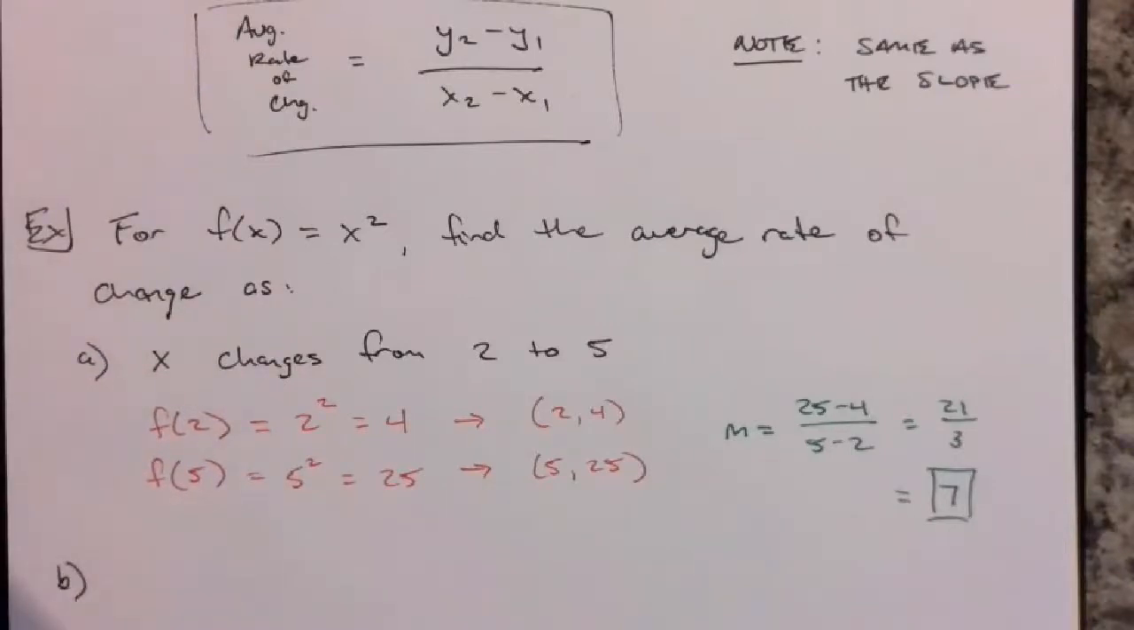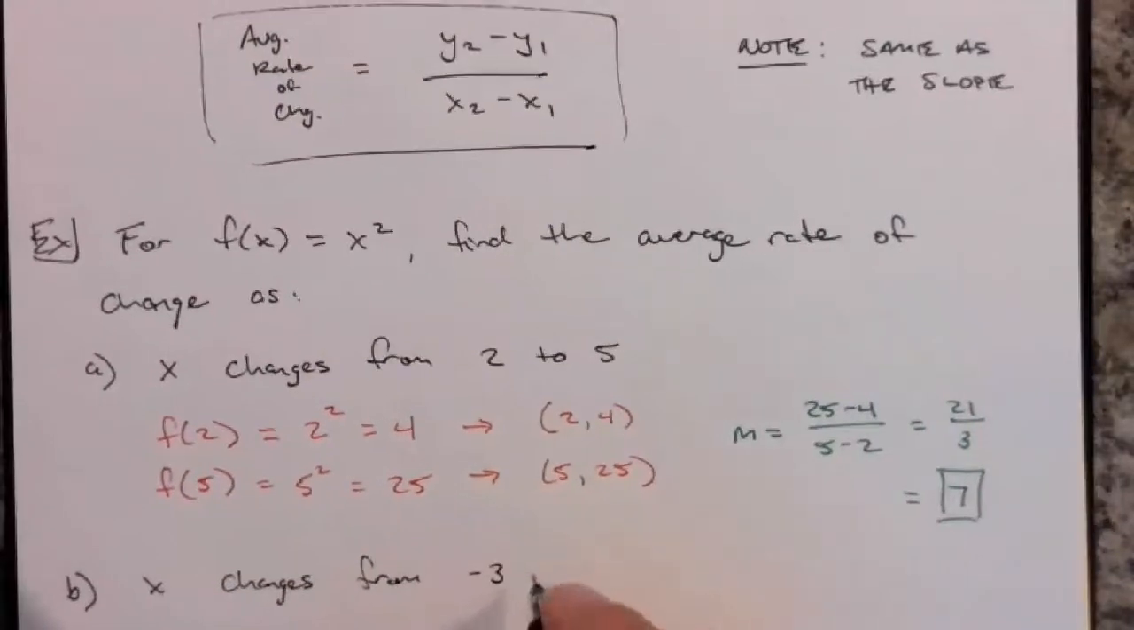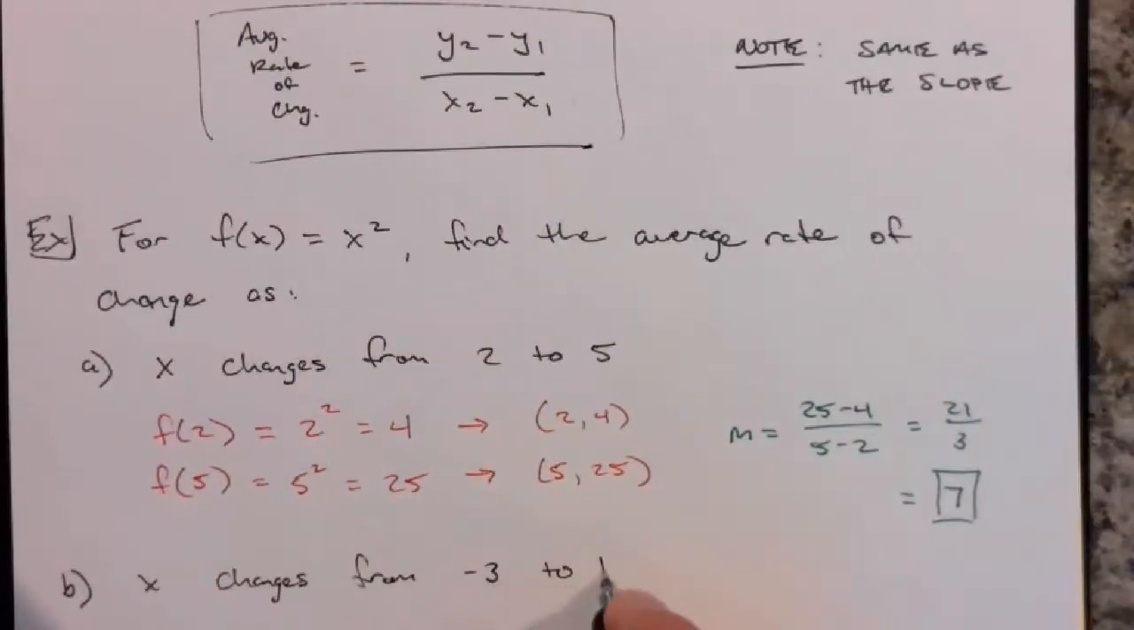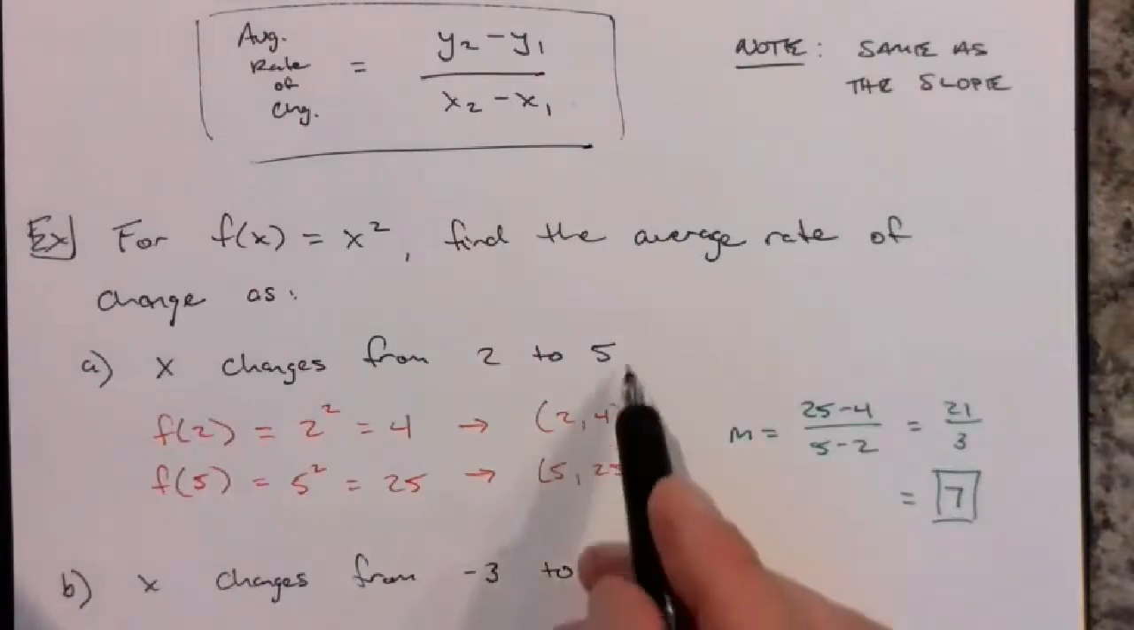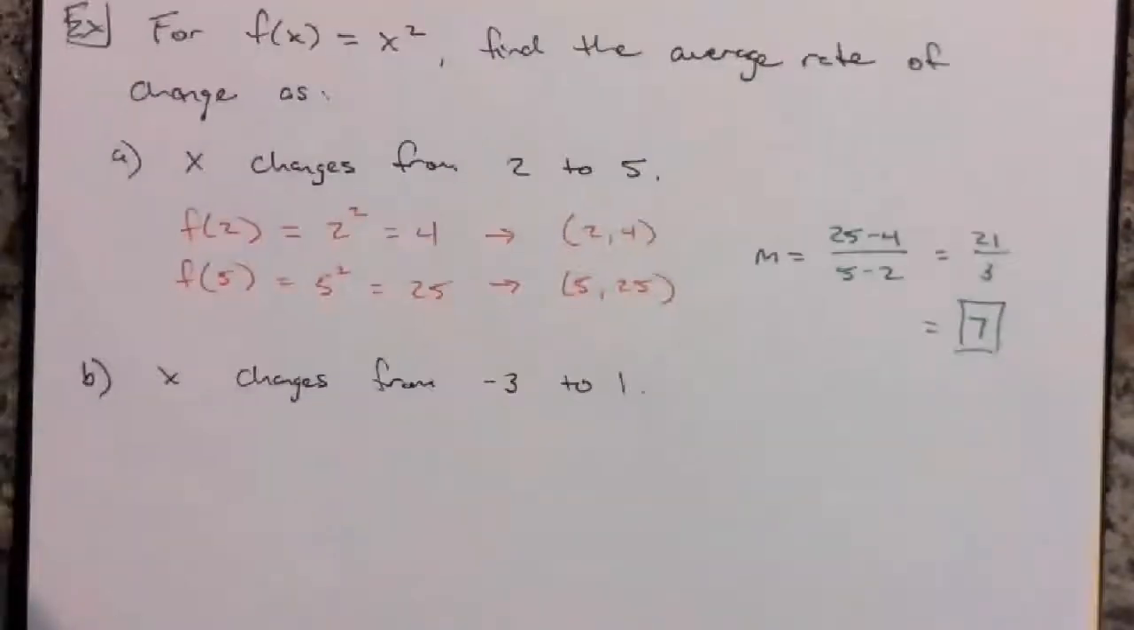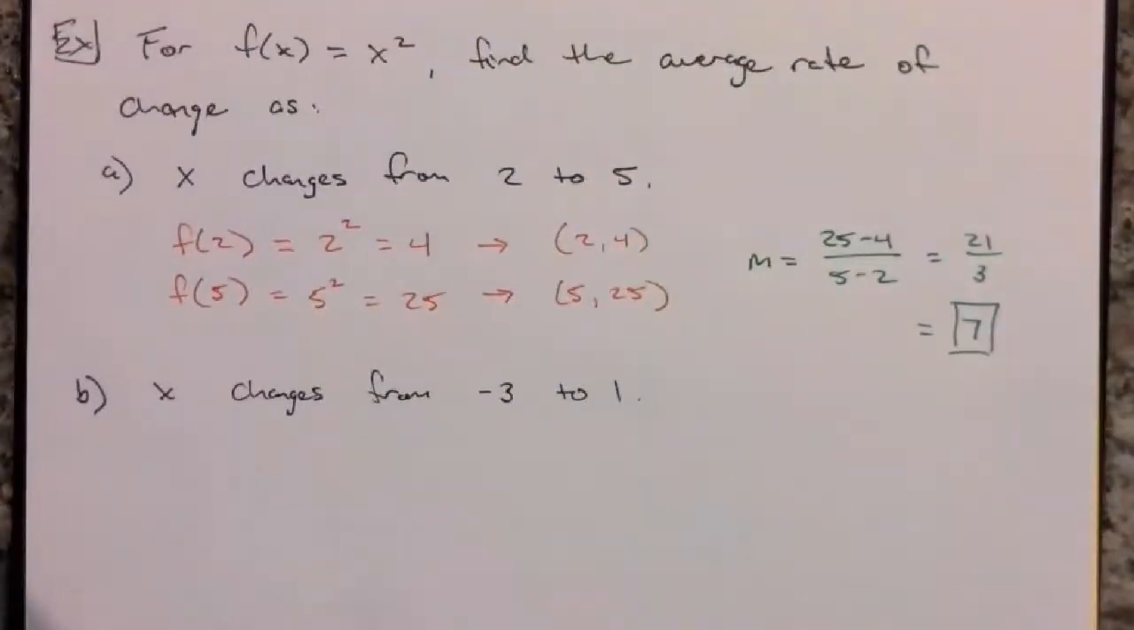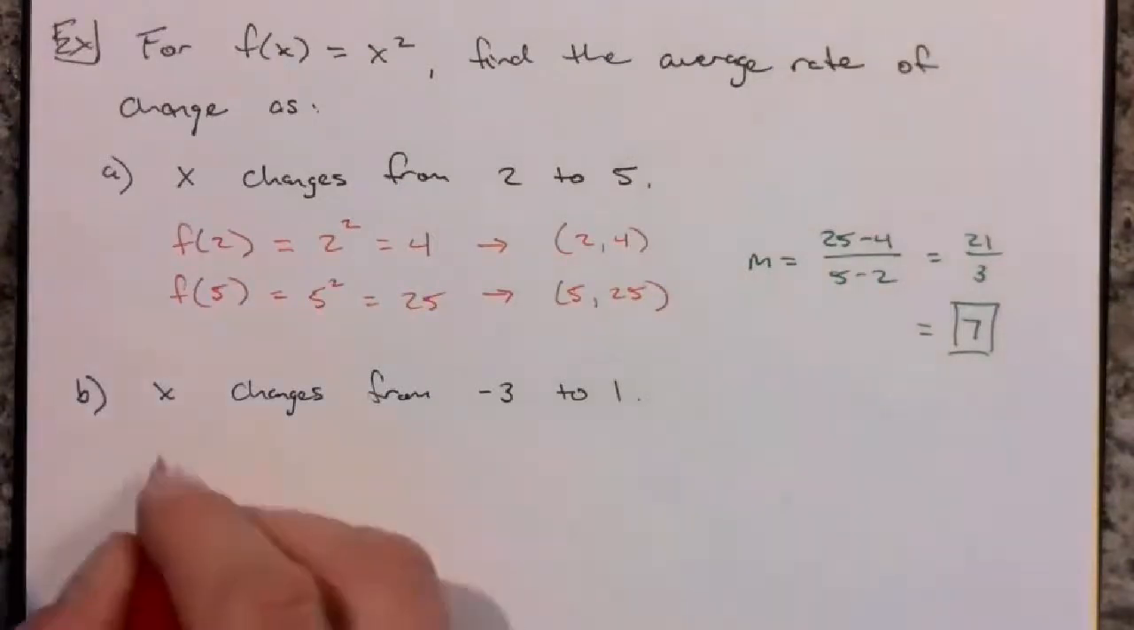What if we looked at this one here? So same function, but the average rate of change as x changes from -3 to 1. And it's the same thing, right? It's really asking us to do the same thing. The x values are negative 3 and 1 now. We have to find the corresponding y values.